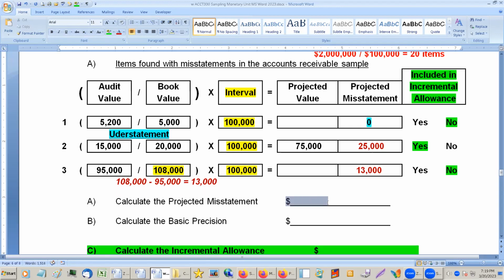Okay, so the projected misstatement is 25,000 plus 13 is 38,000.